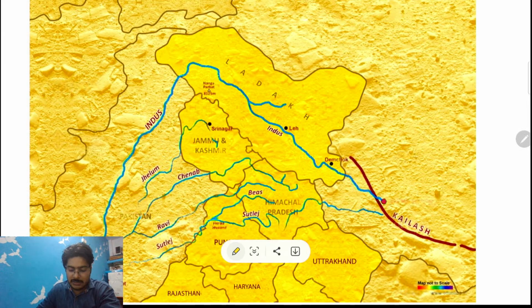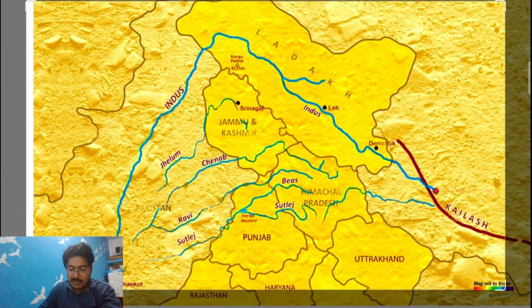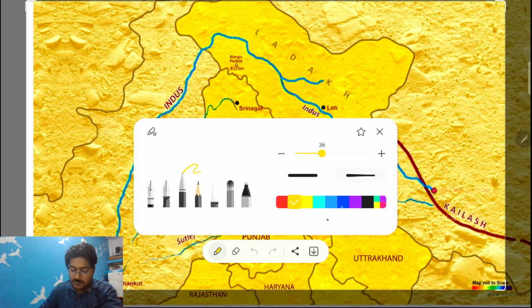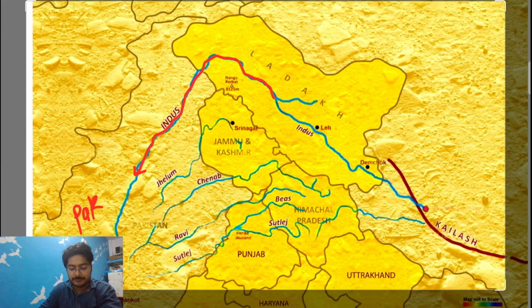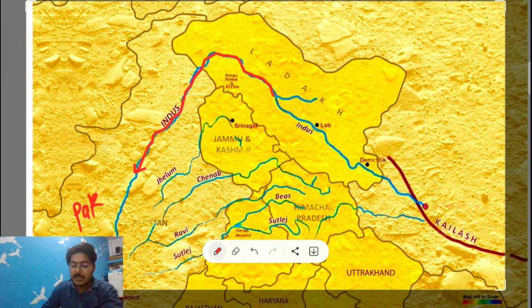Now, this Indus River, overall, is coming from here, and it is going into Pakistan. Now, overall, there was a water dispute between India and Pakistan regarding this Indus river system. So there was a disruption, or there was a dispute.